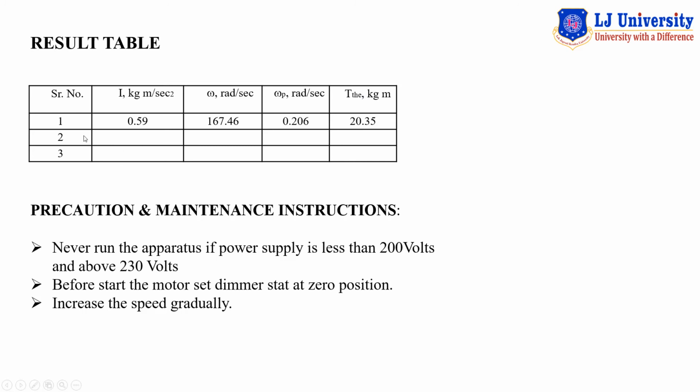The precaution and maintenance instructions are given. First, never run the apparatus if the power supply is less than 200 volts or above 230 volts. Second, before starting the motor, set the dimmer stat at 0 position. And third, increase the speed gradually. Don't increase the speed suddenly, because then your fuse will not work properly. Okay, so these are the precaution and maintenance instructions.